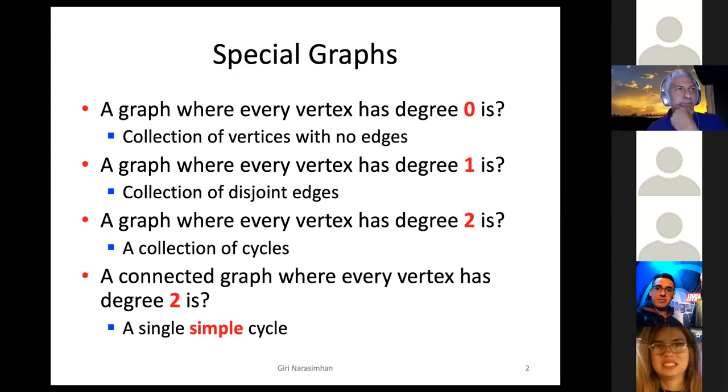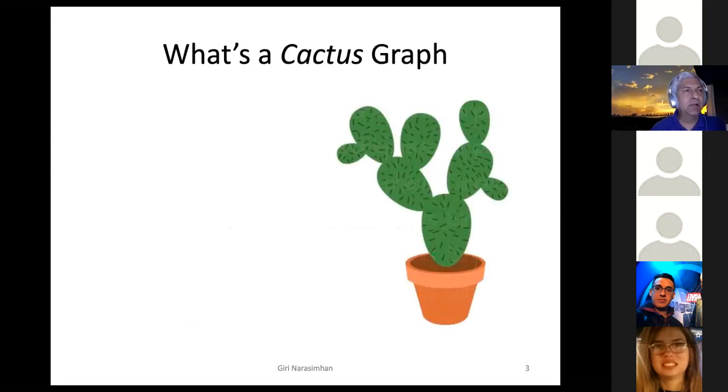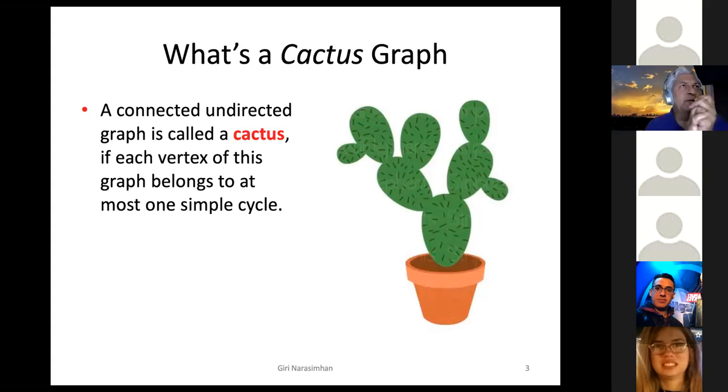All right, so now that we've played around with some simple concepts, we're going to talk about something called a cactus graph. This cactus graph is inspired by that picture of a cactus that you see there. And here's the definition. The definition says a connected undirected graph is called a cactus if each vertex of this graph belongs to at most one simple cycle. Actually, something is wrong with the definition. I think it should say every edge belongs to at most one simple cycle, not a vertex. I'm sorry, I did mess up on the definition.